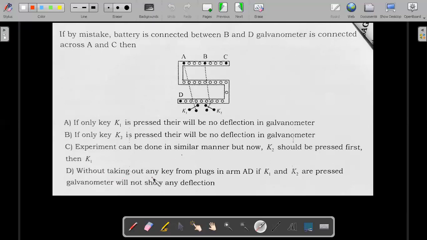Option D, without taking out any key from the plugs in the arm AD, remember arm AD is this long arm, if key 1 and key 2 are pressed, the galvanometer will not show any deflection. Right? If you don't take any plug out of it, that means all the plugs are closed, and then you press the key 1 and key 2, then galvanometer will not show any deflection. So these are the 4 options. Let's move ahead with the solution for this.